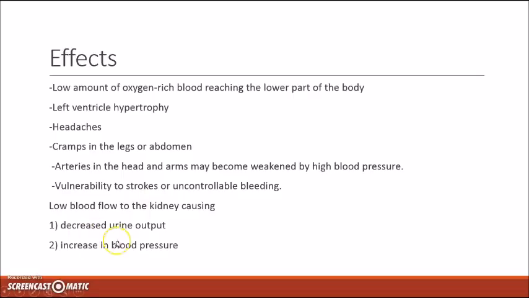As for the kidneys, since they're part of the lower part of the body and they have a decreased input of oxygen, they will in turn have a decreased urine output and an increase in blood pressure, as we know that the kidneys help in homeostasis for the body. So when the flow of blood to the kidney decreases, it would release some hormones and chemicals that would increase the blood pressure.